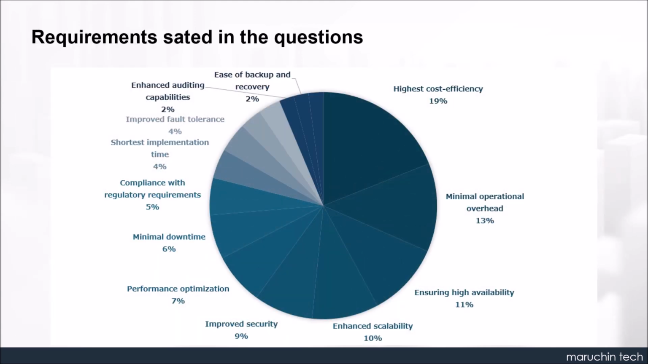And this graph summarizes the exam scenarios and their frequency. Requirements such as the highest cost efficiency, minimal operational overhead, and high availability, enhanced scalability, and improved security are frequently tested. Additionally, these requirements are sometimes combined in the questions. On the next page, I will introduce the details of each scenario.